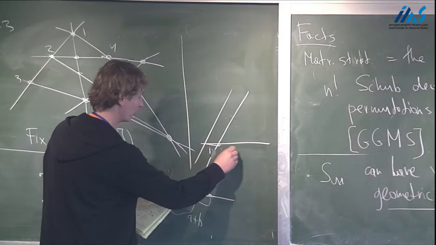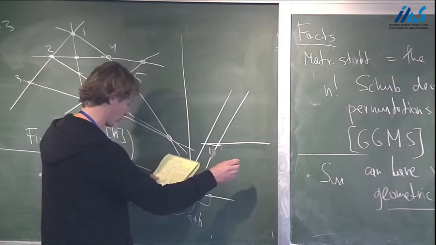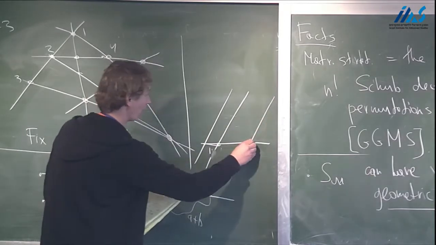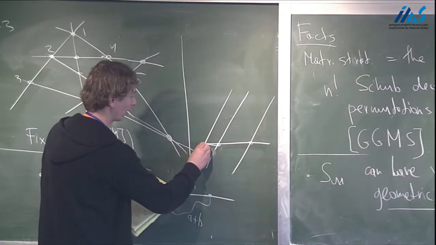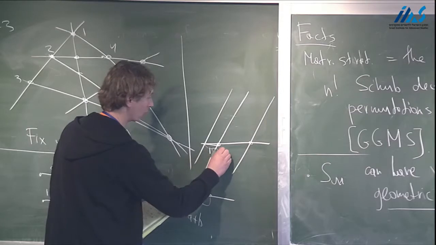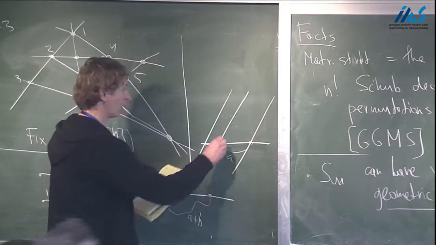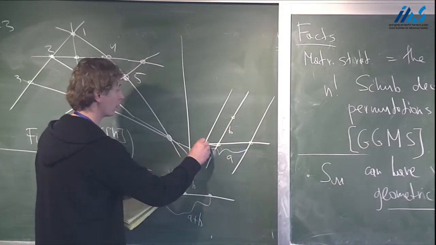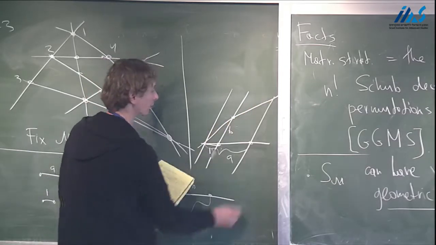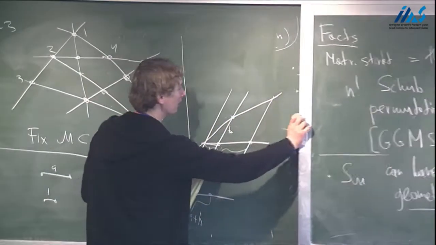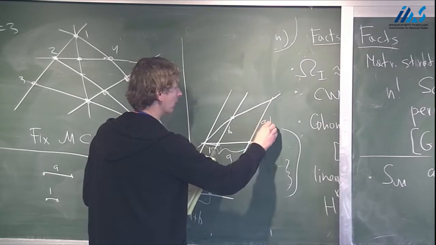Anyway, so this is your base. You draw the following arrangement of lines. You take the length of this interval equal to A, the length of this interval equal to B. Then you draw this triangle, and then this should be A times B.